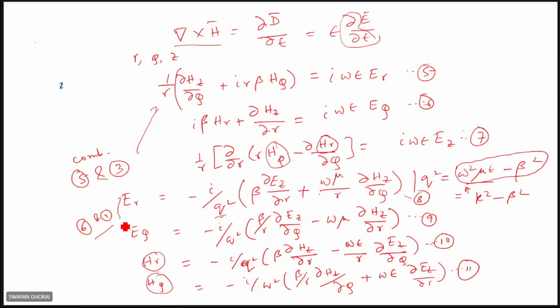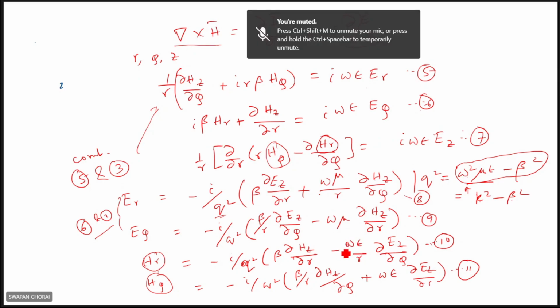Exactly the same way you can have Hr and H phi. There is no need of doing the mathematics. Simply replace E by H, with a negative sign, and this factor will be different in this case: omega epsilon by r. Omega epsilon by r will be there.